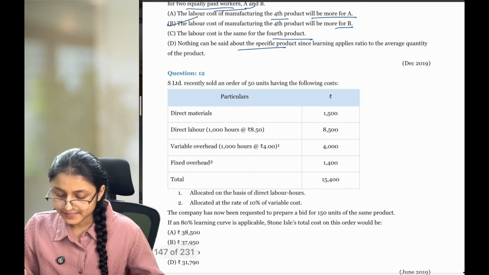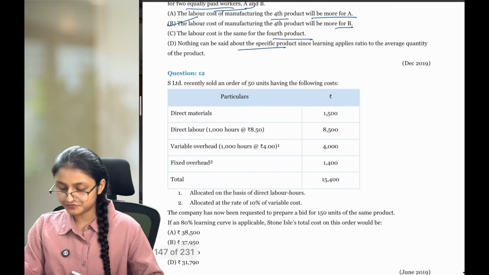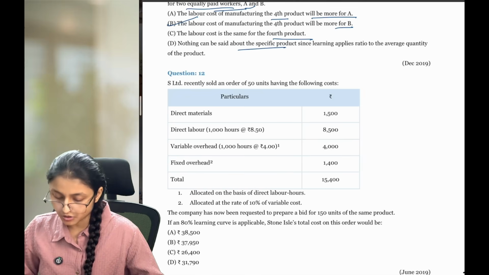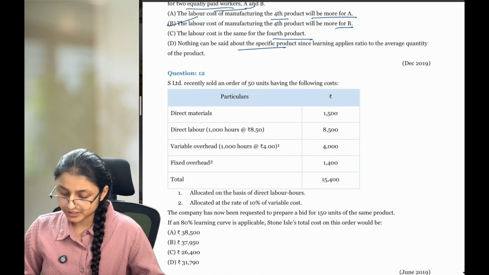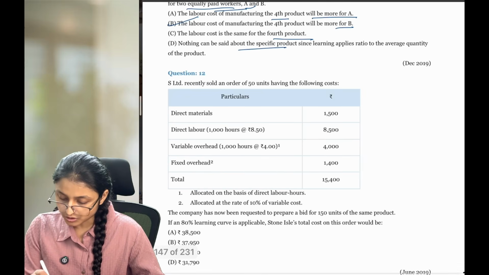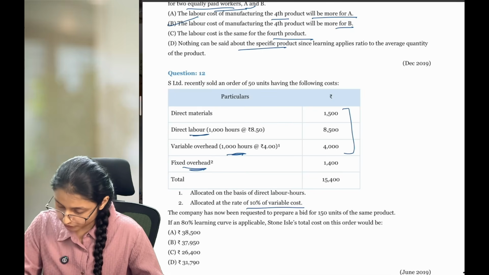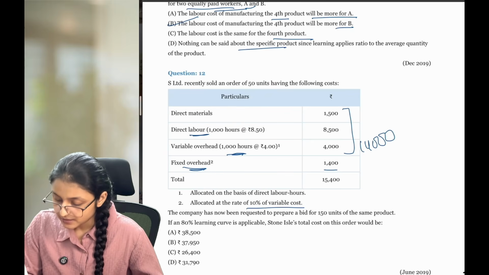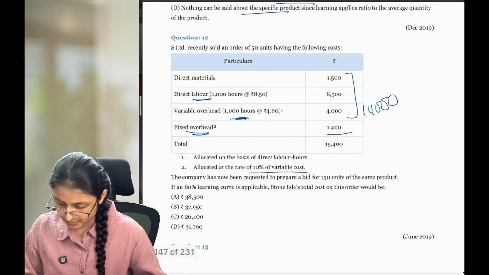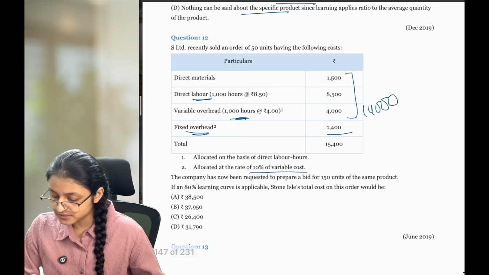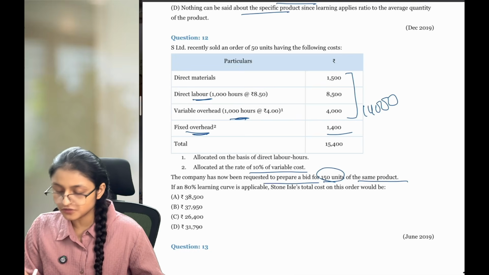Now S Limited recently sold an order of 50 units having the following cost. So direct material, direct labor, variable overhead. Variable overhead is on the basis of labor hours and fixed overhead is on the basis of 10% of variable cost. So if you take the total of all the variable costs, it is 14,000 and 10% of it is 1400. Okay? The company has now requested to prepare a bid for 150 units of the same product.